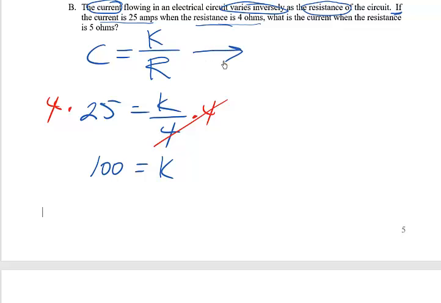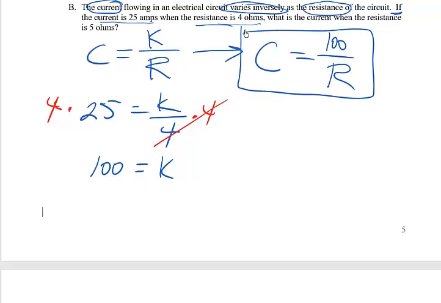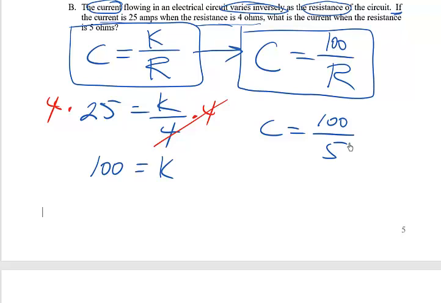That's the specific value of K in this problem, and that helps me to complete step 2, which is to write down the specific variation equation. This is the specific one. This was the general one. Step 3 is now use this specific equation in order to answer the question. The question is, what is the current, the C, when the resistance is 5 ohms? They're just telling me, go to the equation, fill in 5 for the resistance. Do the math. 100 divided by 5 is 20. The current is 20. 20 what?